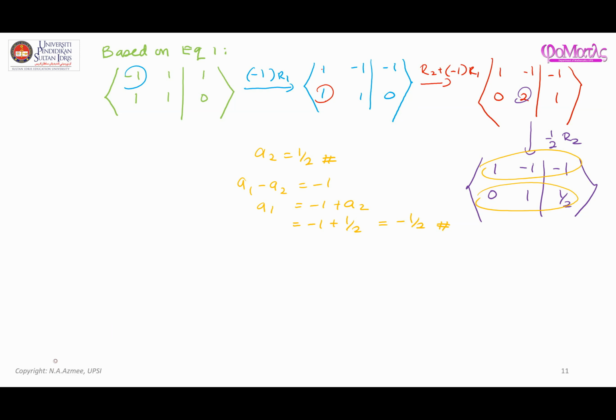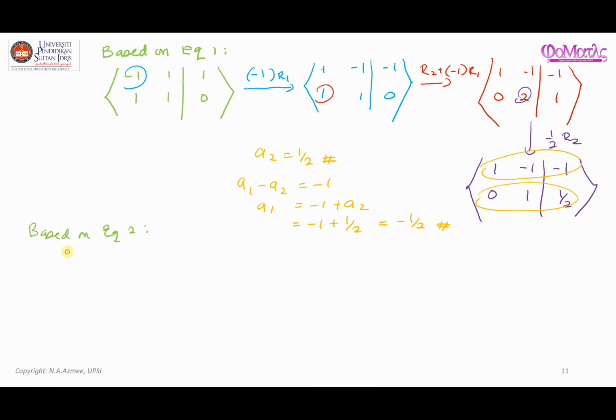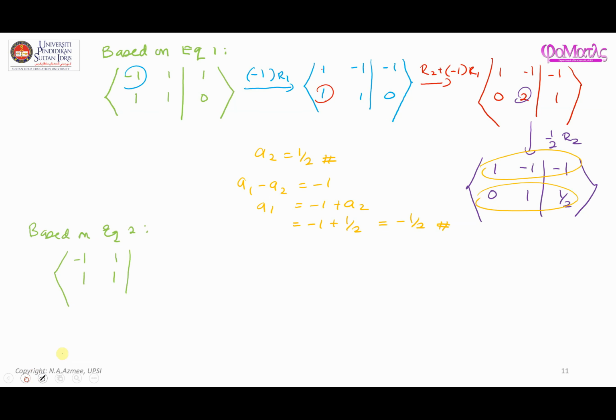Right, next, based on equation 2, I can then find the values of b1 and b2 by considering the augmented matrix. And here is 0 and 1.